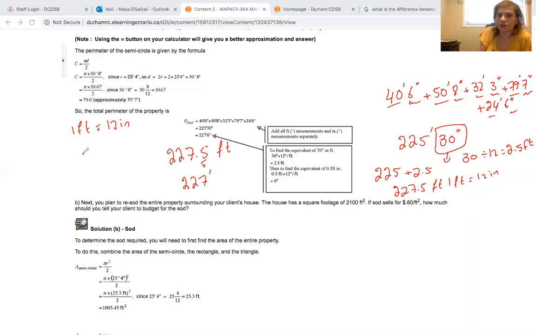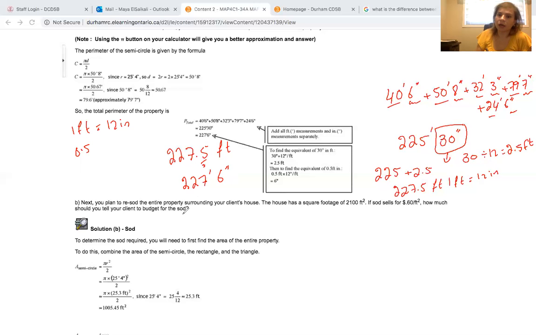1 foot is 12 inches. So half a foot is half times 12, that's 6 inches. So my final answer is gonna be 227 feet and 6 inches. That would be my final answer for the perimeter.